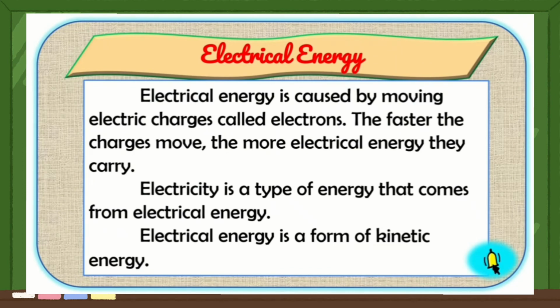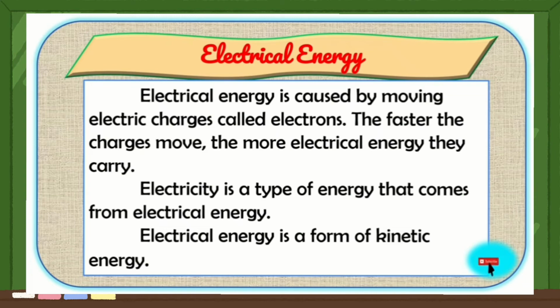So when we are talking about electrical energy, it is caused by moving electrical charges called electrons. The faster the charges move, the more electrical energy they carry. Electricity is a type of energy that comes from electrical energy. So, electrical energy is a form of kinetic energy. So, ito po ay kabaliktaran ng chemical energy. Yung chemical energy is a potential or stored energy. Yung electrical naman po is an example of kinetic energy.